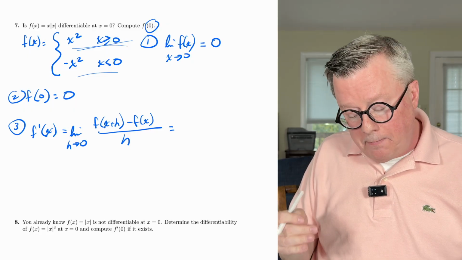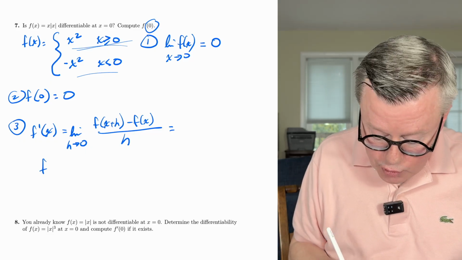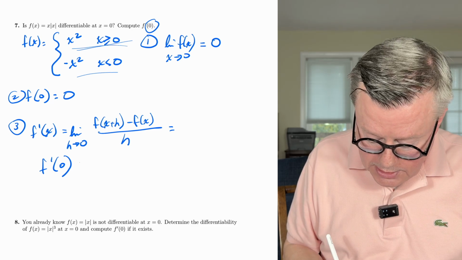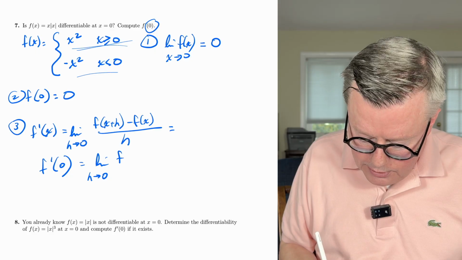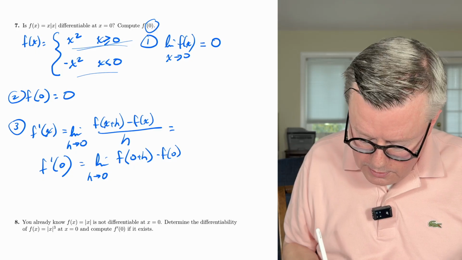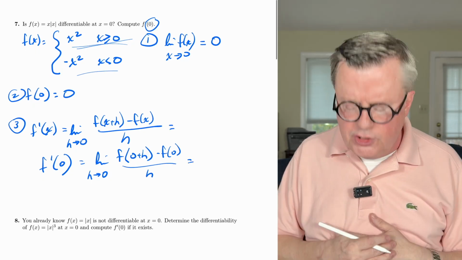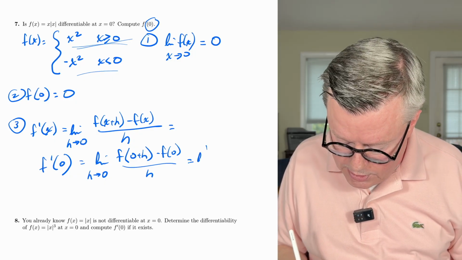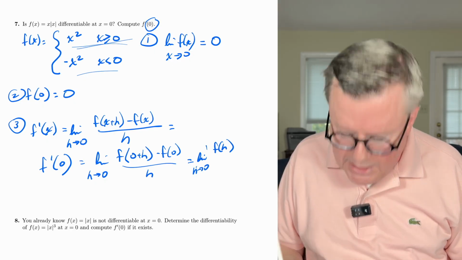All right, I'm going to plug in 0 for x. Why? Because I am interested in f prime of 0, where x equals 0. Great. This is that limit, and I'm going to plug in a 0 for x. So f of 0 plus h minus f of 0 divided by h. Rock. F of 0 plus h. Well, 0 plus h is simply h. So this is my limit of f of h minus f of 0.